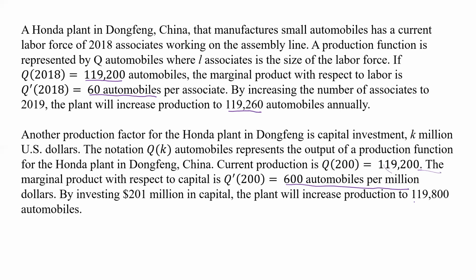And so we're going to end up with 119,800 because each $1 million additionally invested is going to give us 600 automobiles. So we'd add that to here and get our 800 automobiles instead of that 200 on the end. So we're still going to have 119,000, now 800.